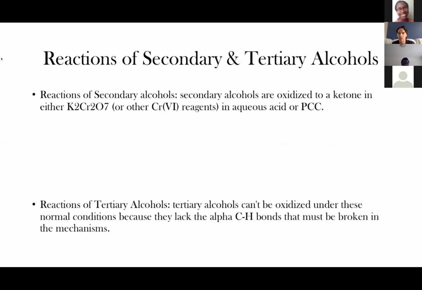It doesn't matter whether you use PCC or the other chromate molecules that we talked about. Okay, so if we have something like, all right, we have a secondary alcohol here. This is going to form a ketone like this. Okay, and again, this will happen whether we use the K2Cr2O7, the Na2Cr2O7, or any of those things. You're still going to get a ketone.